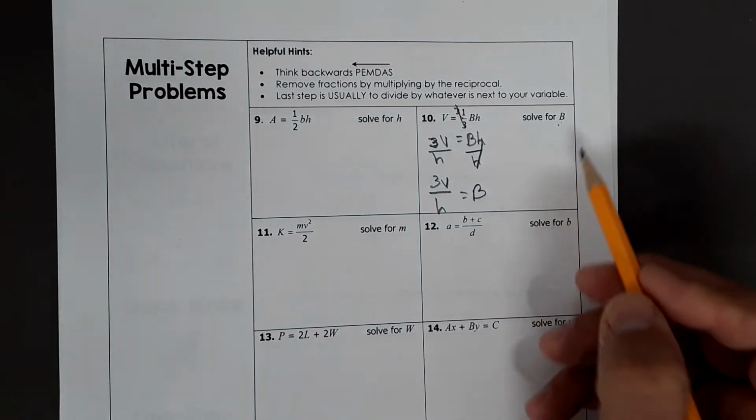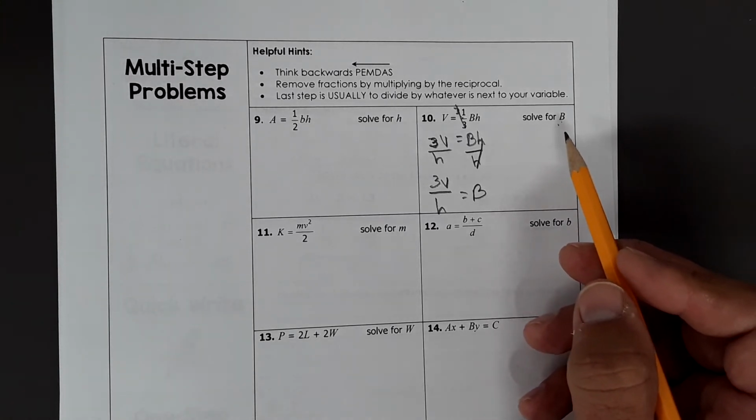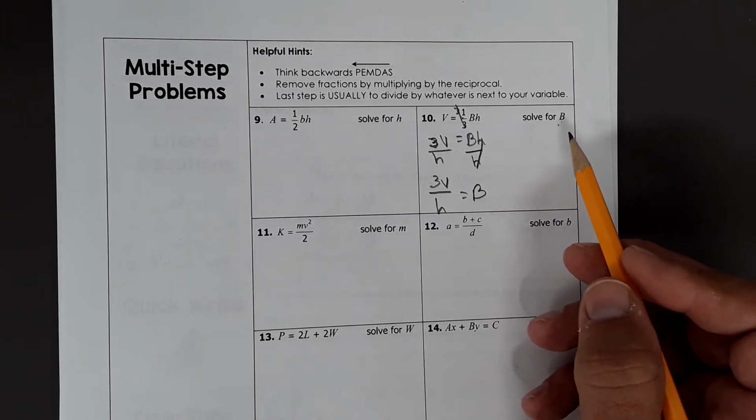Just take it until you get the letter, the variable you're trying to solve for. When you get that variable by itself, then you're finished.